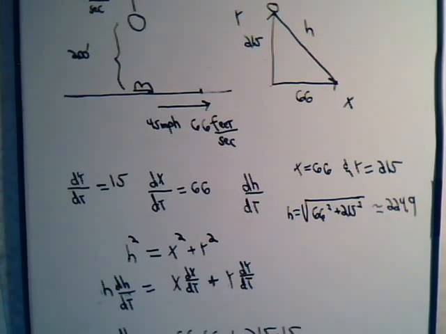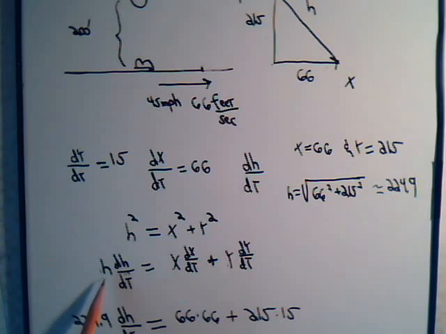Now we take our derivatives. h dh/dt equals, there's 2's here, we cancel those out, x dx/dt plus y dy/dt. We know this, we know this, this is given, this is given. We can figure that out from this. We can now solve for our unknown.